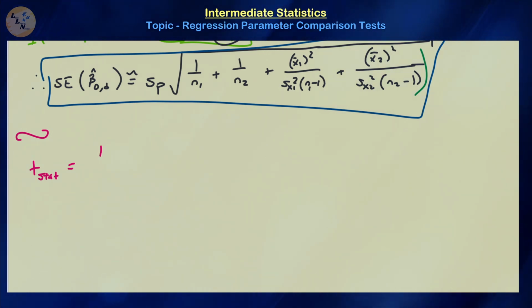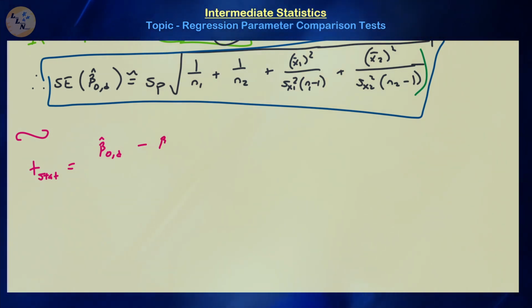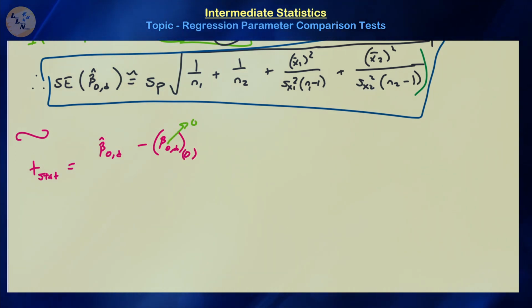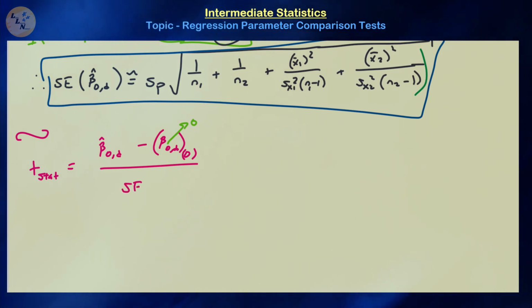Right, so the first thing that we're going to be using is our point estimate, beta hat 0d, and then we're going to be comparing that to the claimed value of the difference, which is typically assumed to be 0, but it doesn't have to be. And that's going to be divided by the standard error of that point estimate, beta hat 0d.